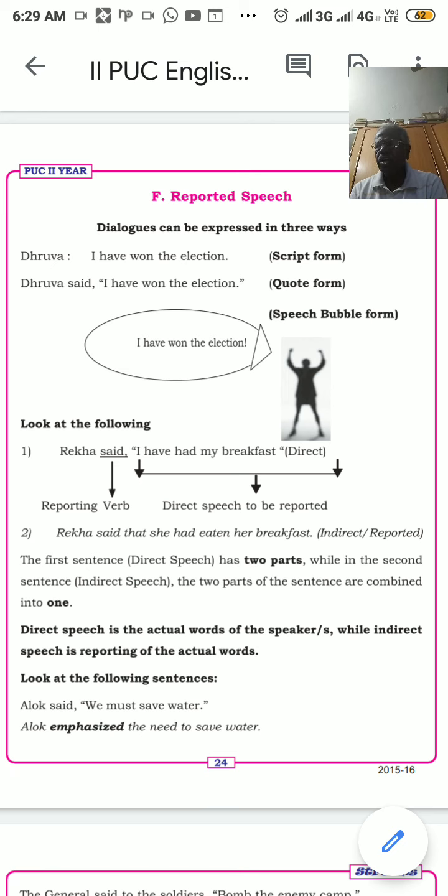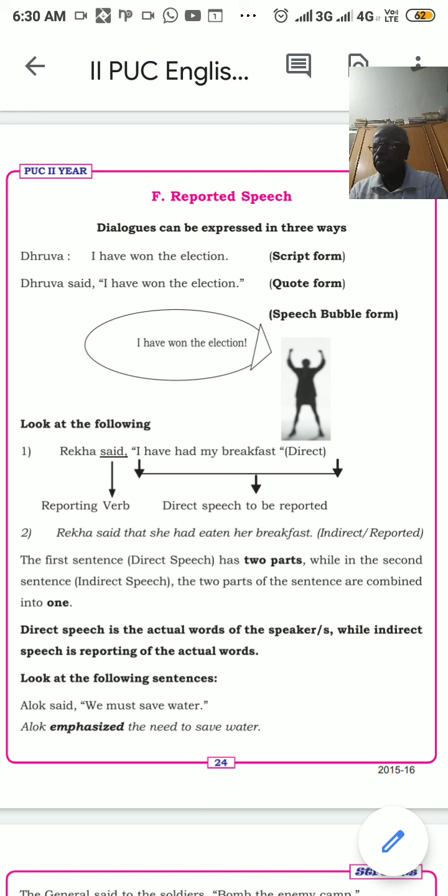Third rule, when the reporting verb is in the past tense, the direct speech is changed into the corresponding past tenses. The tenses of the direct speech are changed accordingly. Reporting verb means the first verb: Dhruva said, Ravi said, Raju said. That is past tense. If that is past tense, then we have to change the tenses inside. Suppose it is present tense, we don't change. That will come later.